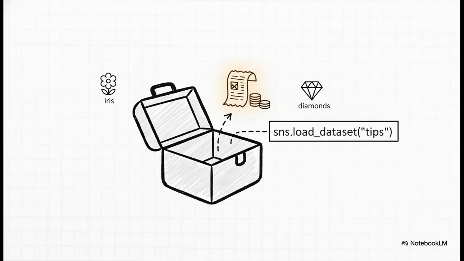And you know what's really cool? You don't even have to go hunt down your own data just to start playing around with it. Seaborn actually comes with a bunch of classic sample datasets built right in. We're going to use the tips dataset. It's a classic for a reason. It's perfect for exploring relationships. And all you have to do to get it is run this one simple command.